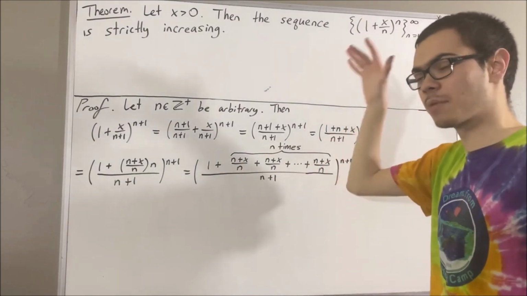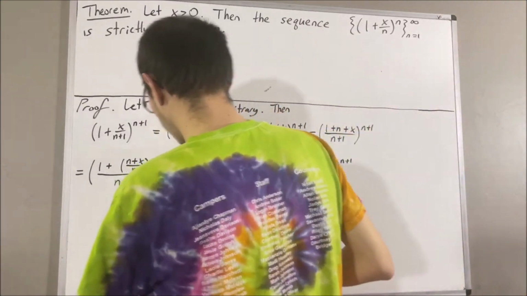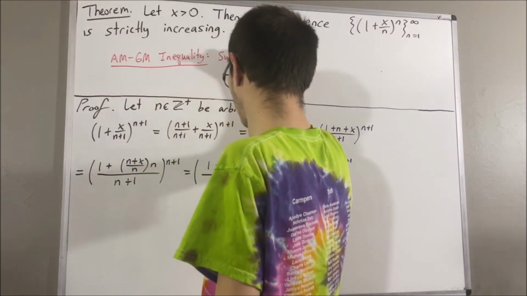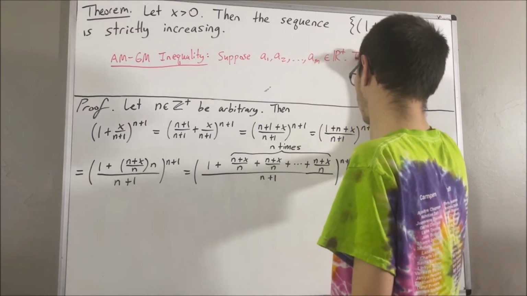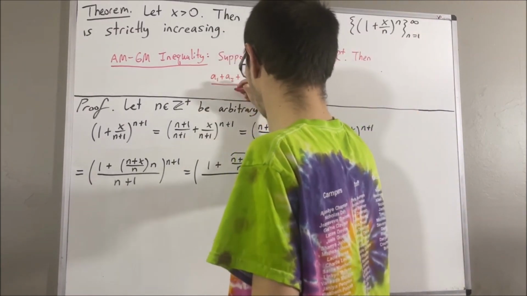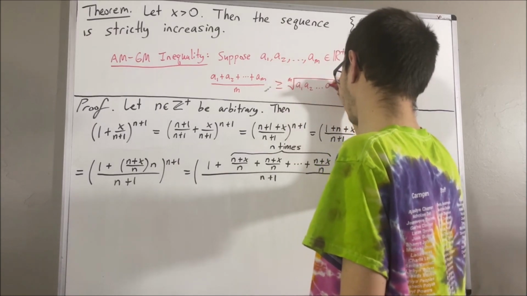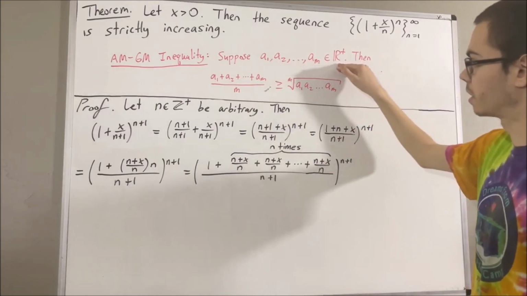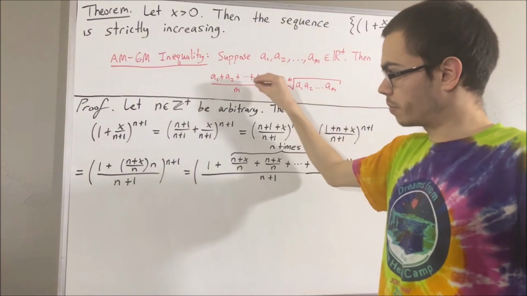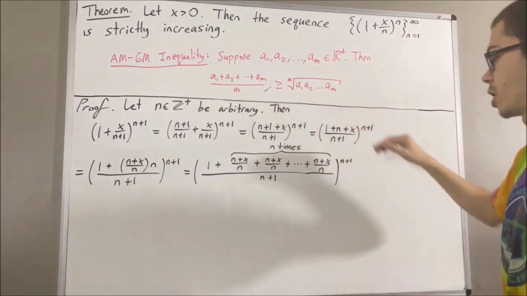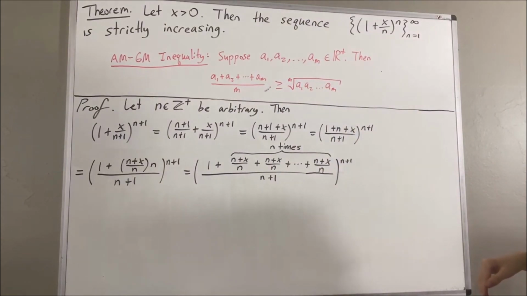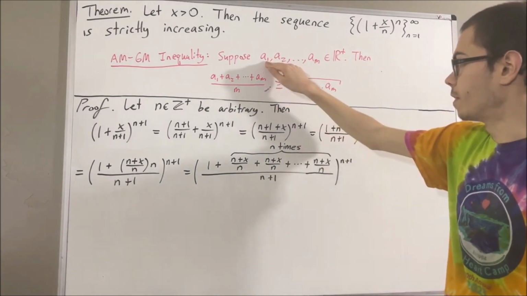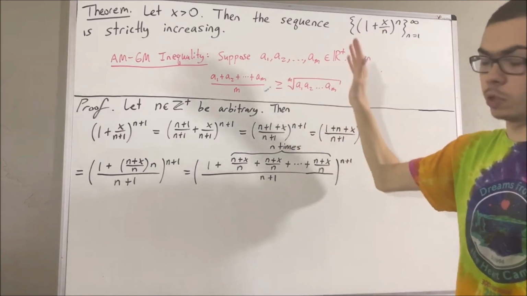So let's apply the AM-GM inequality. If we recall, the AM-GM inequality says the following. Suppose A1, A2, up to Am is a list of positive real numbers. Then the arithmetic mean of the list is greater than or equal to the geometric mean of the list. Now, it turns out that this inequality is strict if the numbers in this list are not all equal.